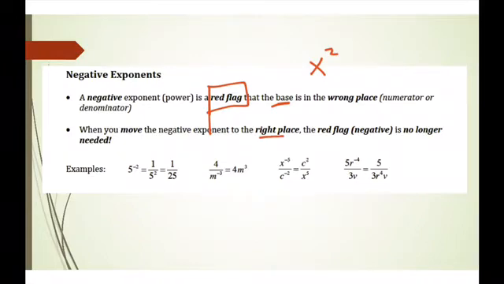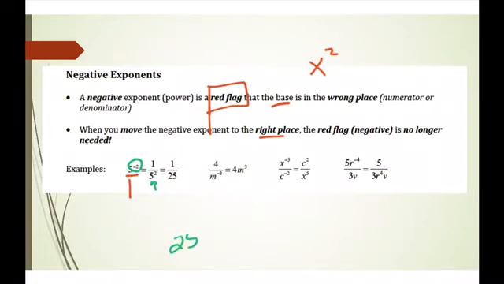So for example, if we have 5 to the negative second power, that's the same as 5 to the negative second power over 1. So the negative 2 tells us that this 5 to the second power is in the wrong place. So I'm going to switch it. So the 5 to the second is now in the denominator. So 5 to the second is 25. So 5 to the negative second power is equal to 1 over 25.